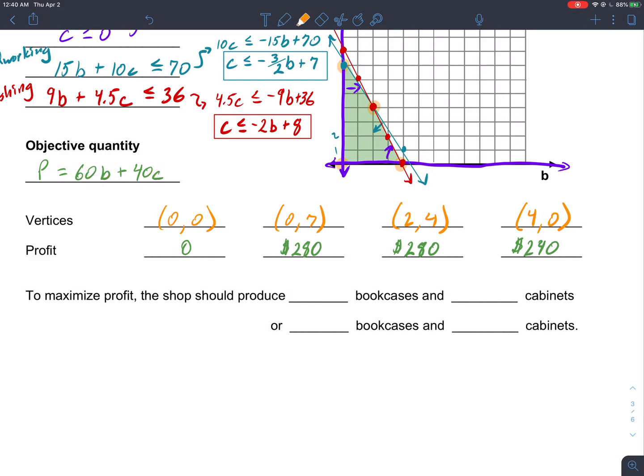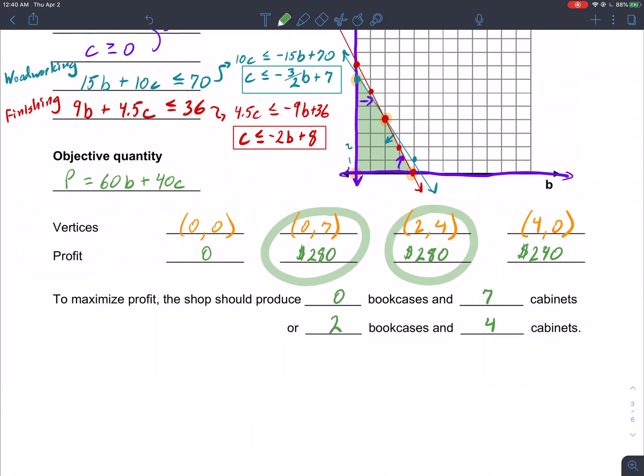So in this problem, he's actually going to maximize profit in either of 2 ways, either here or here. All right? So he can maximize his profit if he produces 0 bookcases and 7 cabinets, or if he produces 2 bookcases and 4 cabinets. And there we have it. Example 2 is complete.